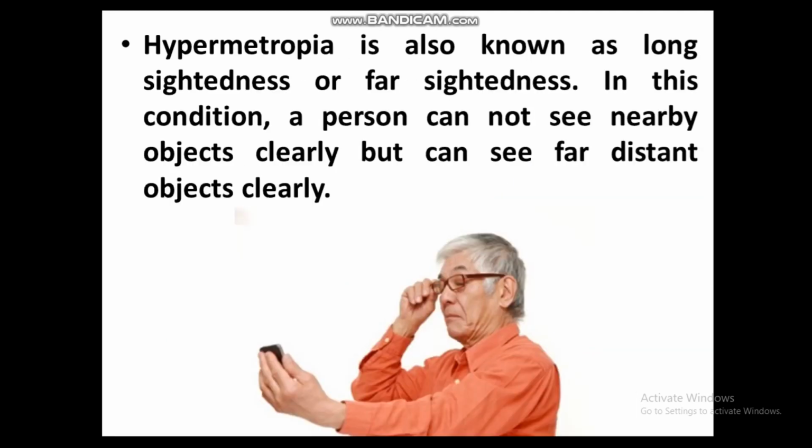So hypermetropia is also known as long-sightedness or far-sightedness. Similarly, myopia was known as nearsightedness or short-sightedness, and hypermetropia is known as long-sightedness or far-sightedness. So in this condition, a person cannot see nearby objects clearly but can see far distance objects clearly. Opposite to myopia, here the person cannot see nearby objects clearly, but he can clearly see the objects that are placed at a far distance.